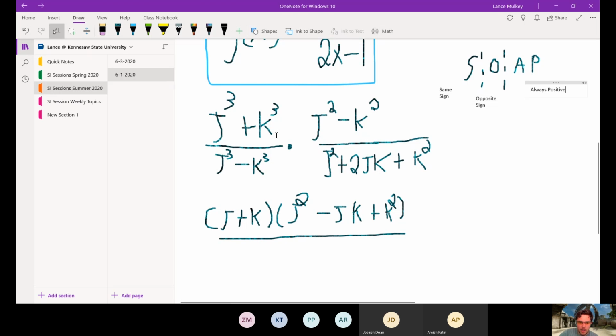So all this right here came from right here. And these could have numbers, these could have variables. It doesn't matter. It's just a formula. So on this one, you just do this one plus this one. Just don't cube them. And then you multiply by the first term squared, minus, opposite sign, the product of these two terms, and then always positive of this term squared. Did I lose anybody? Any questions?